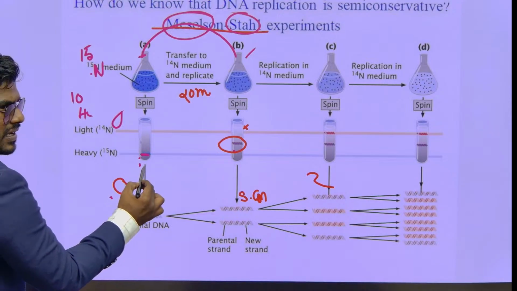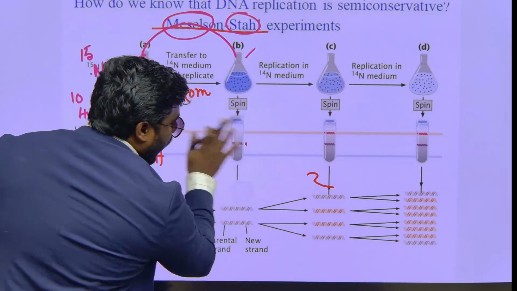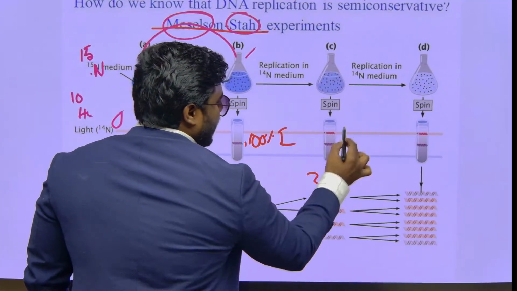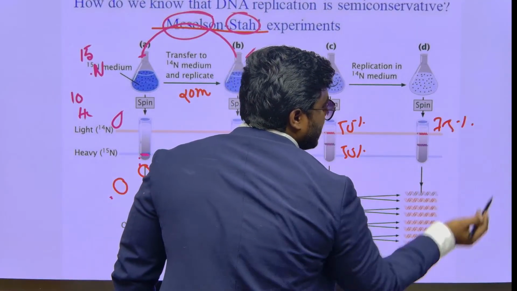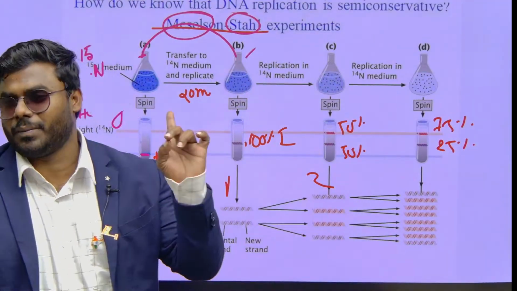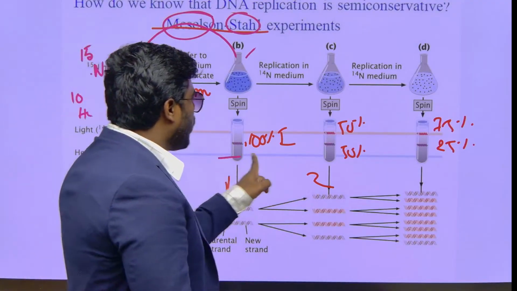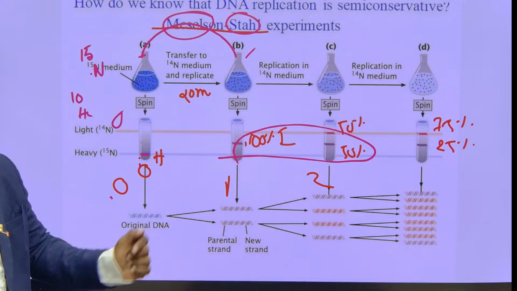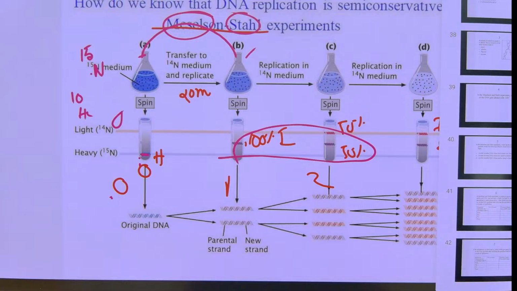So first is generation 0, which is heavy. Generation 1, 100% intermediate. Here 50% light, and here what you can see is 75% light, 25% intermediate, and it keeps repeating the same. We need not do that many generations. 2 generations are enough to prove that only the semi-conservative model is the correct model for DNA replication. Okay, now everyone understand very correctly, there is no confusion.